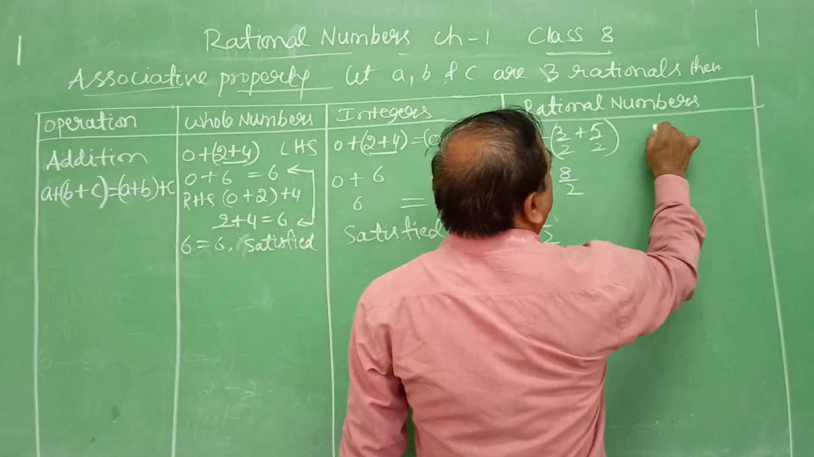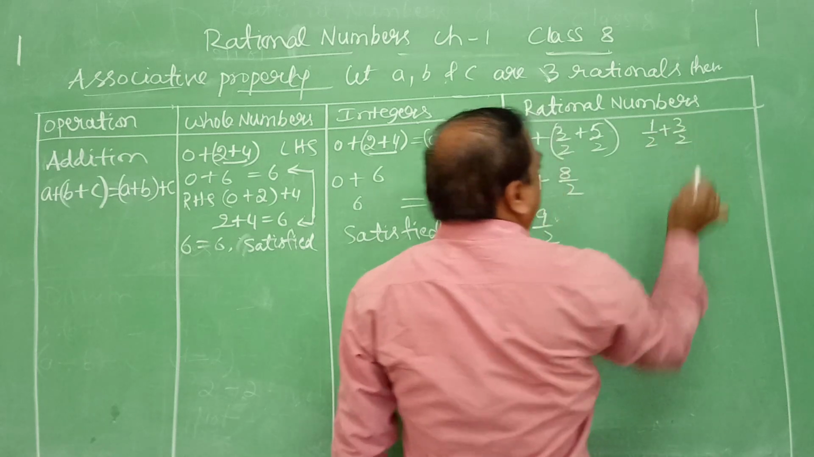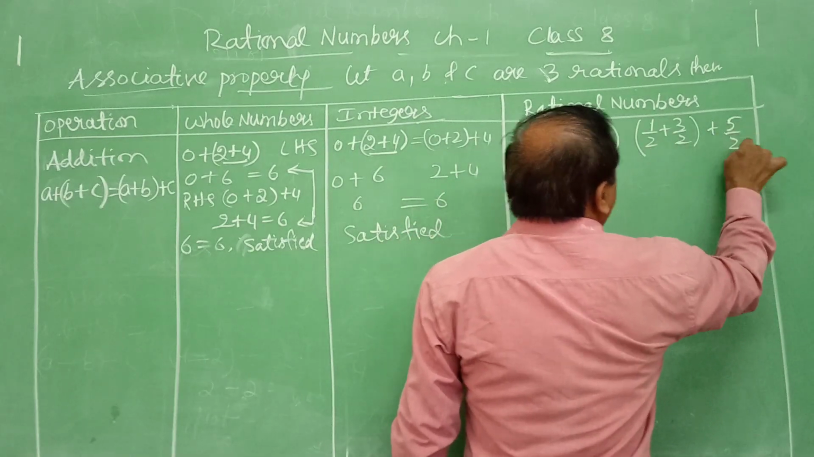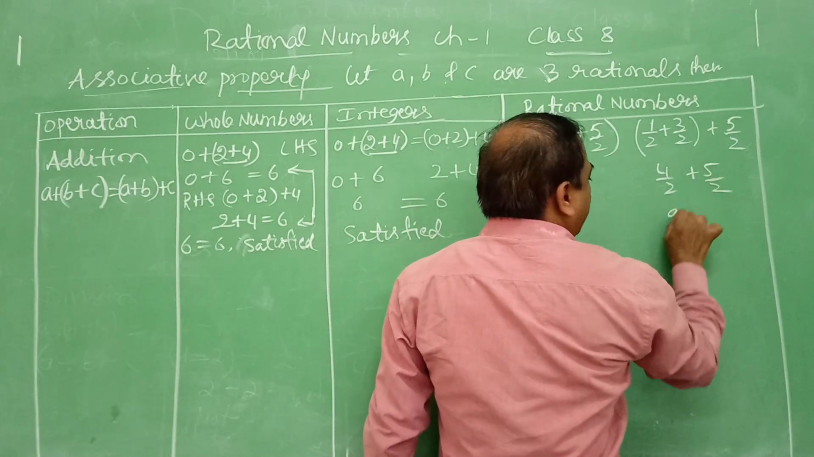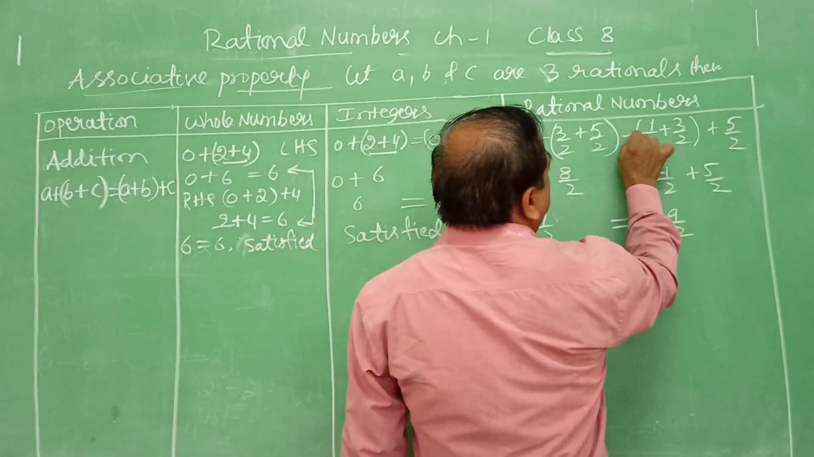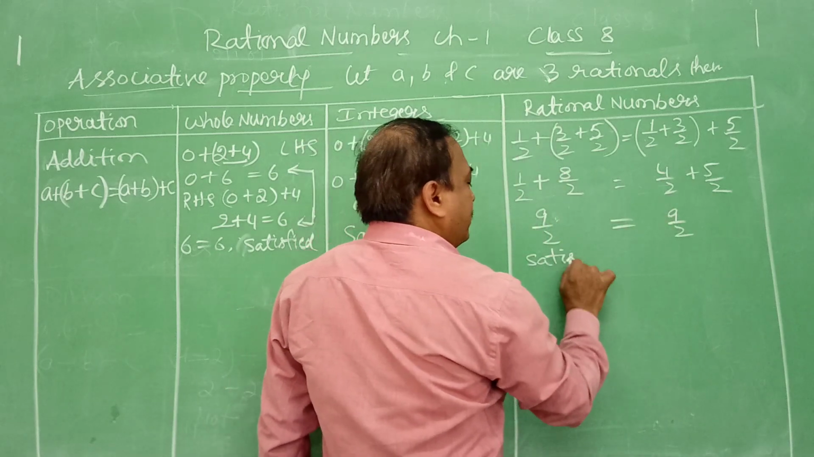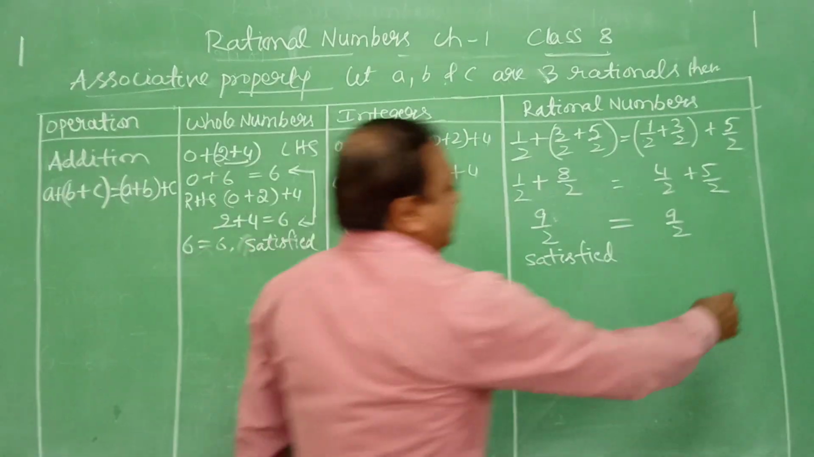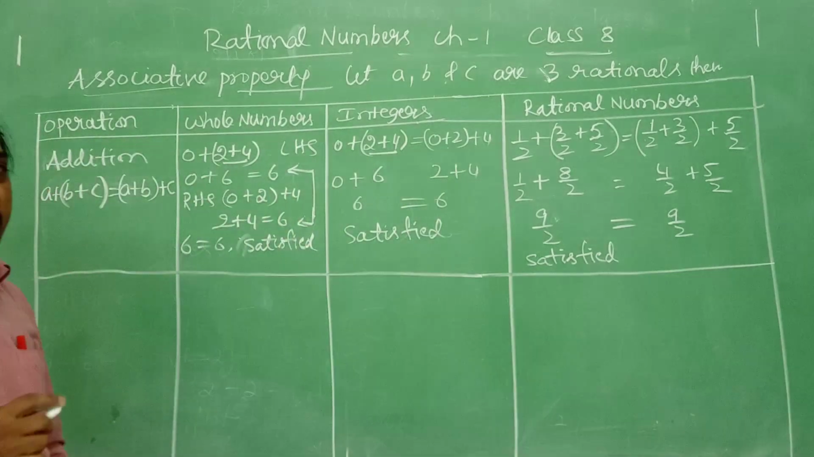We will verify with the RHS part also. That is 1 by 2 plus 3 by 2, bracket for these two, plus 5 by 2. So 1 by 2 plus 3 by 2 is 4 by 2, plus 5 by 2, which is equal to 9 by 2. So we got LHS and RHS equal. LHS is equal to RHS, satisfied. So the associative property under rational numbers is satisfied for the addition of rational numbers.